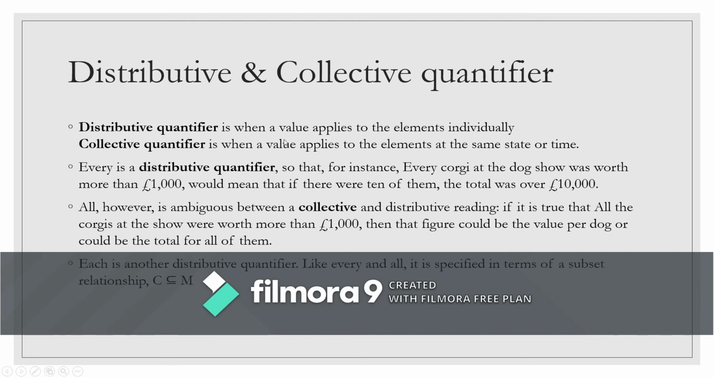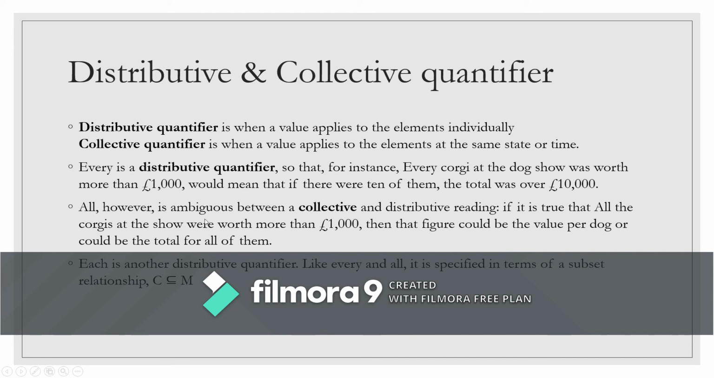Distributive is when a value applies to the elements individually, while collective is when the value applies to the elements at the same time or state. For example, "every" is distributive because, for example, every corgi at a dog show was worth more than 1,000 pounds sterling. That means each corgi there is worth more than 1,000. If there were 10 of them, the total would be 10,000 pounds sterling.